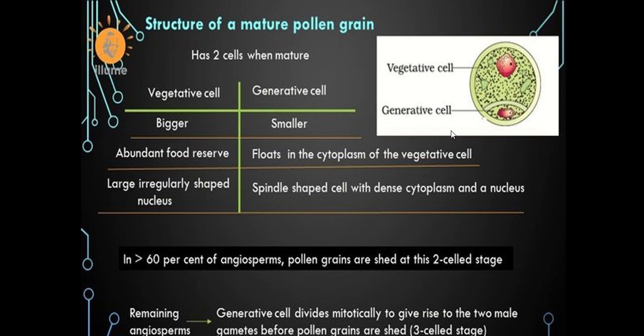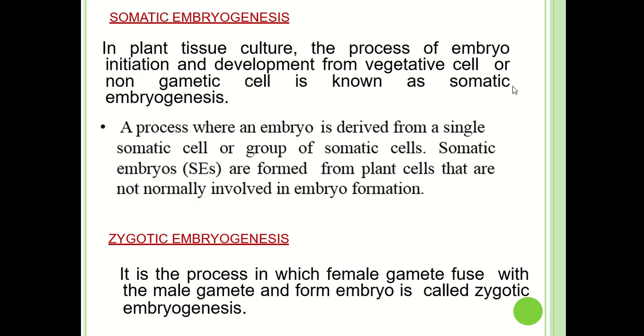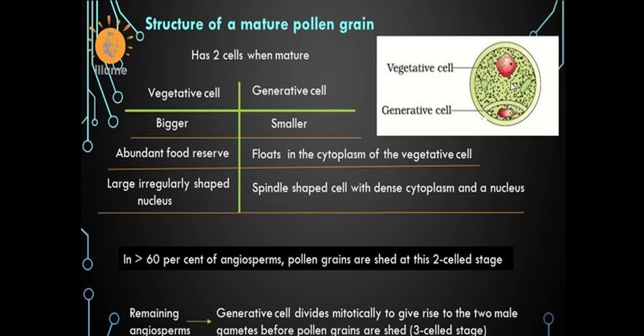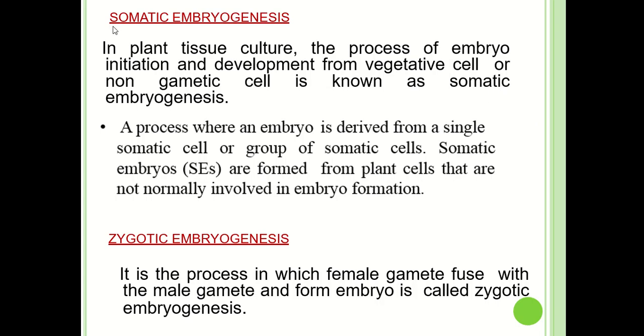Sorry, we cannot say haploid, but it is a single cell. From the single cell we are forming the embryo. Somatic embryos are formed from plant cells that are not normally involved in embryo formation. As I mentioned, this cell is only the food reservoir. It is not involved in the formation of the embryo, but it is involved in the formation of endosperm. So from this we are developing the embryo. That's why it is somatic embryogenesis.